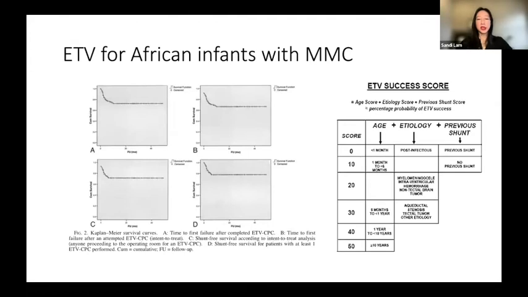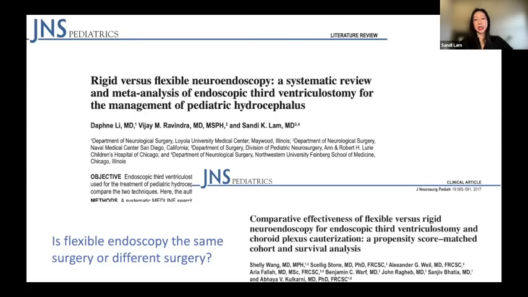So when you look at the outcomes achieved in this Ugandan population versus the ETV success score, it's actually been very impressive. And I've learned the techniques done in Uganda and really thought about, what does that mean? Is it a different patient population? It certainly is, right? With a lot more post-infectious hydrocephalus and myelomeningocele than the developed world, but also a slightly different tool, right? It's endoscopy, but it's rigid versus flexible.